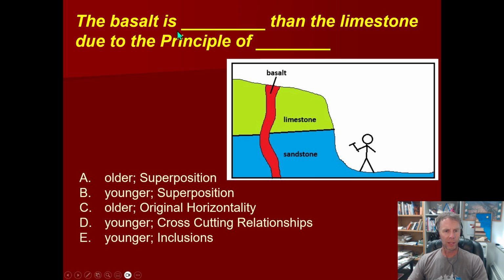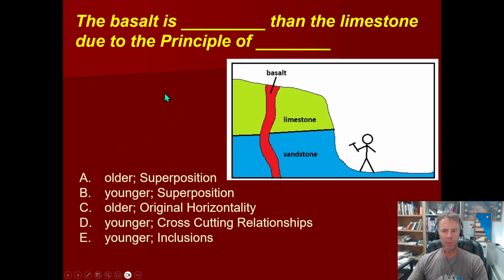Okay, so let's fill in the blanks here. The basalt is blank than the limestone due to the principle of blank. Well, the basalt is a dike that is cutting across the limestone. So, using the principle of cross-cutting relationships, I know that the basalt is younger, because the limestone needs to already exist before this intrusion of basalt can cut across it, which would be at a later time. So the correct answer there was D. Hopefully you did pretty good.